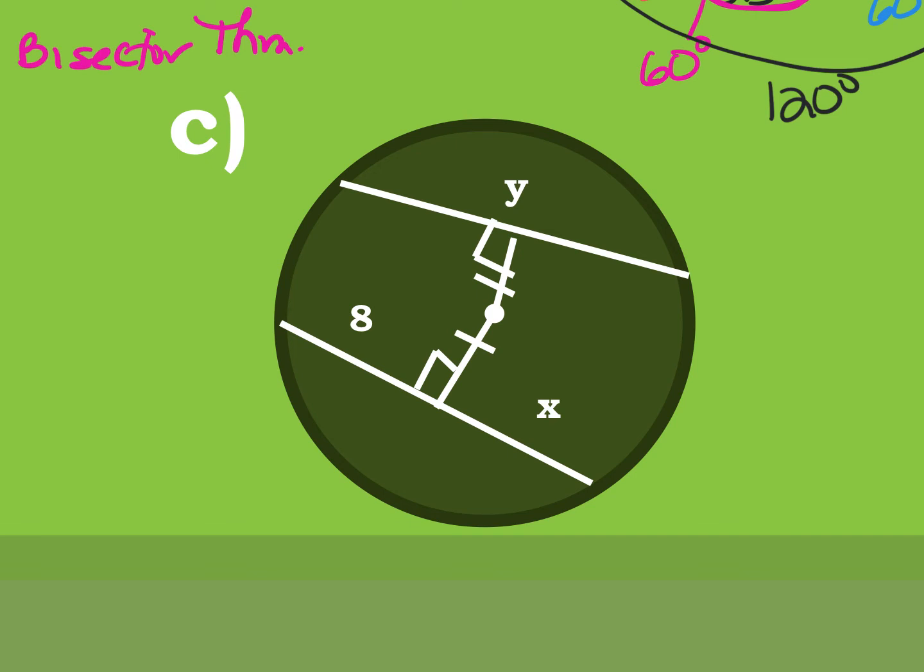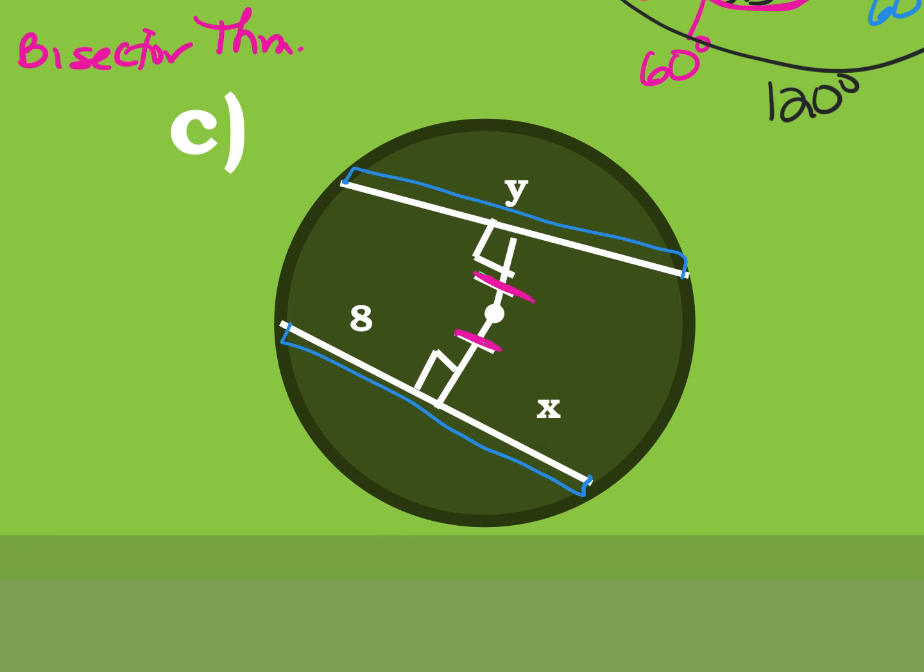Notice here, I've got 2 segments that are marked as equidistant from the center. So I've got these little congruency marks here. Let's see if I do them in pink. So this is going to tell me I could use that equidistant chords theorem, and I can know that these 2 chords here are going to be congruent.